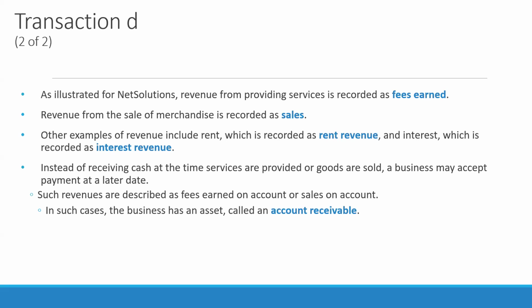Other examples of revenue are fees, sales, rent revenue, interest revenue. These all increase the owner's equity. And it's irrelevant whether or not they received cash. So if it says they sold inventory on account, that would mean that they get an accounts receivable.